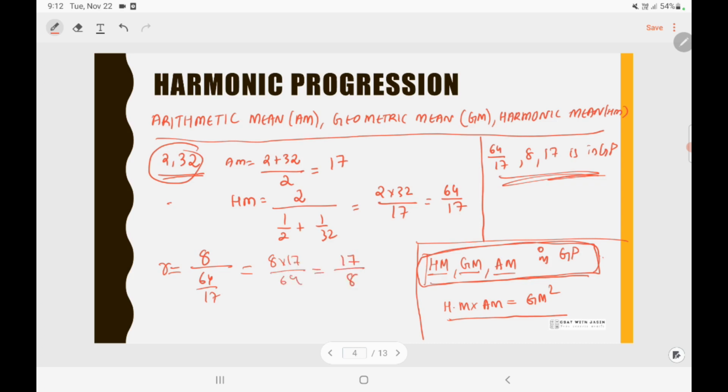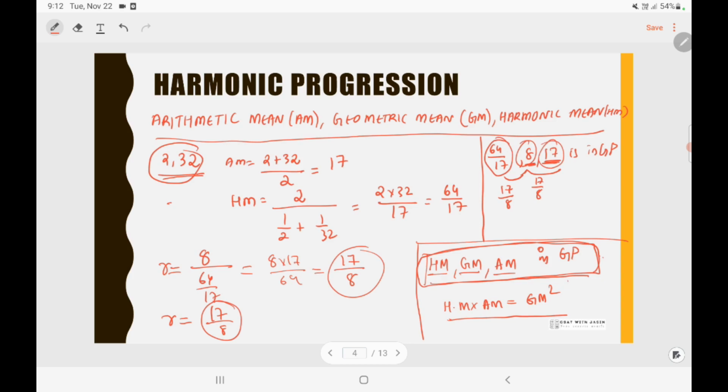And if you take the third term and second term, R is equal to third term 17 divided by second term 8, so 17 by 8. So here the common ratio is 17 by 8, because if you multiply 17 by 8 with 64 by 17, you will get 8. If you multiply 17 by 8 with 8, you will get 17. So you are multiplying the same number with each term, right? So 64 by 17, 8 and 17 are in GP.